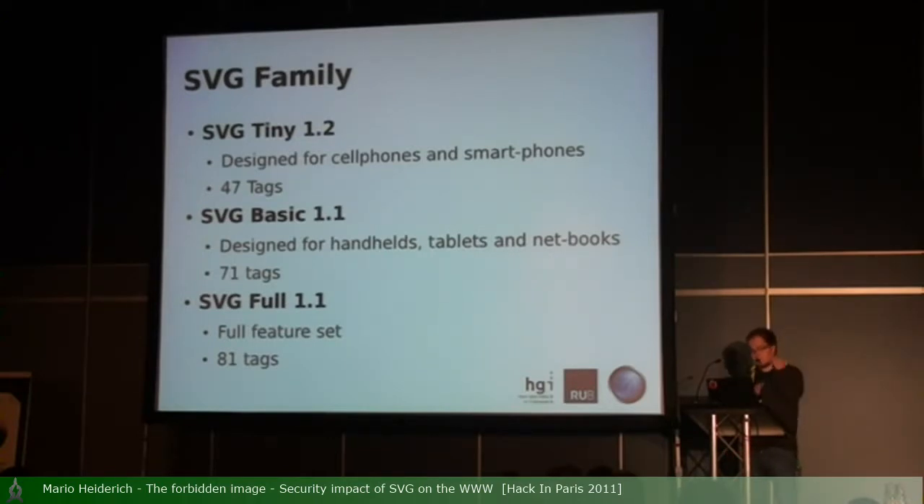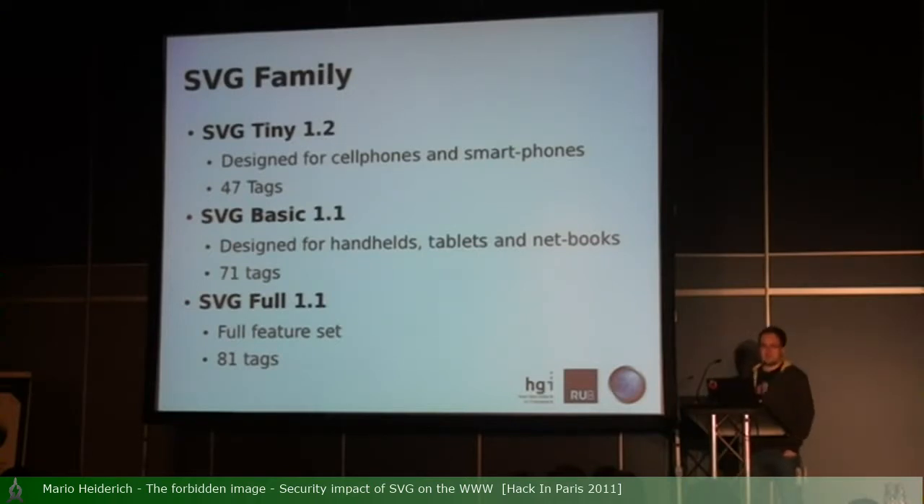Then we have SVG Basic, also stuck at version number 1.1 right now, which is rather more designed for handhelds, tablets, and netbooks, so the not so strong machines and the not so large displays, which is very important here. And it just got 71 tags, and some stuff from the SVG Full set has been omitted, which is some font-specific stuff. There are SVG fonts, of course, and I think there are some effects which are not working in SVG Basic 1.1. And then there is the black sheep in the family, like the dirty little brother, which is SVG Tiny 1.2.